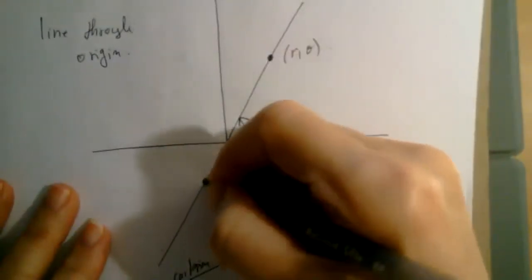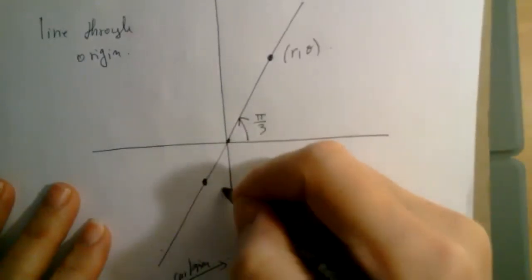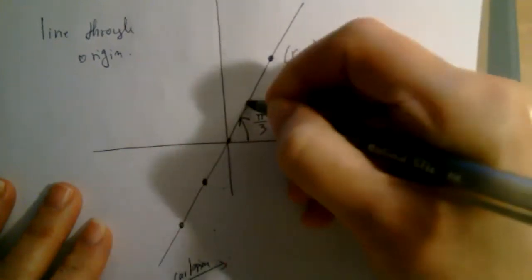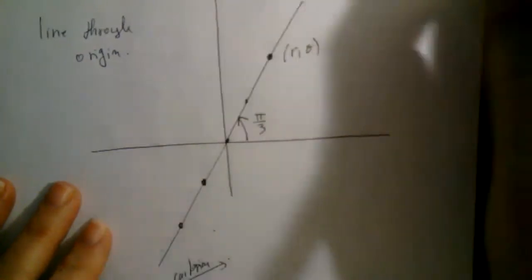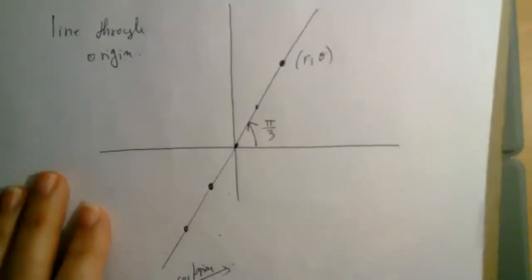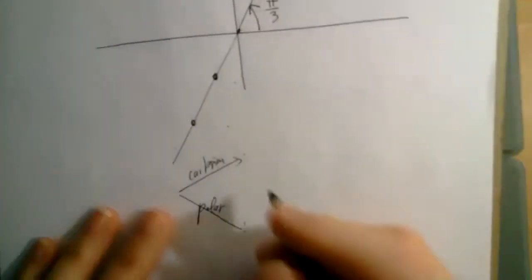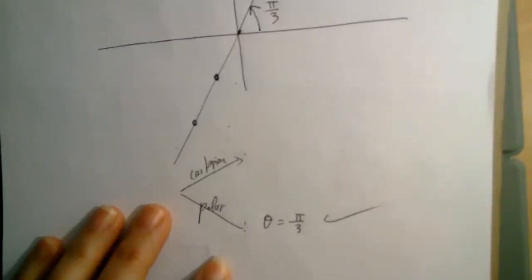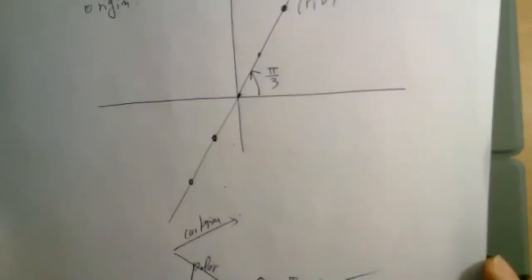Absolutely, theta is pi over 3. Any point here, r could be anything. Like here, r could be negative, theta is pi over 3. R is negative, but theta is pi over 3. R positive, theta is pi over 3, r positive. So what characterizes them is that in polar coordinates, it's very easy to write the equation of this line, as long as it goes through the origin, because it's important.